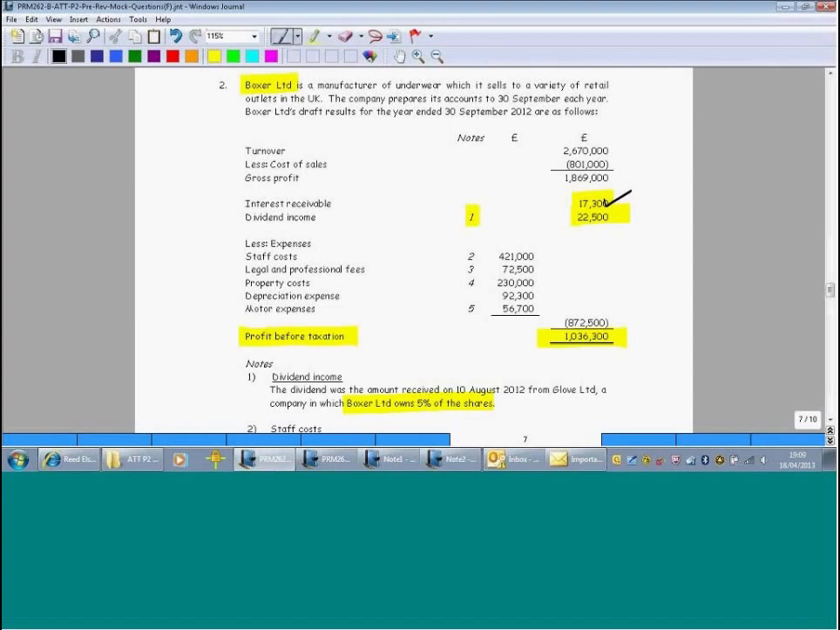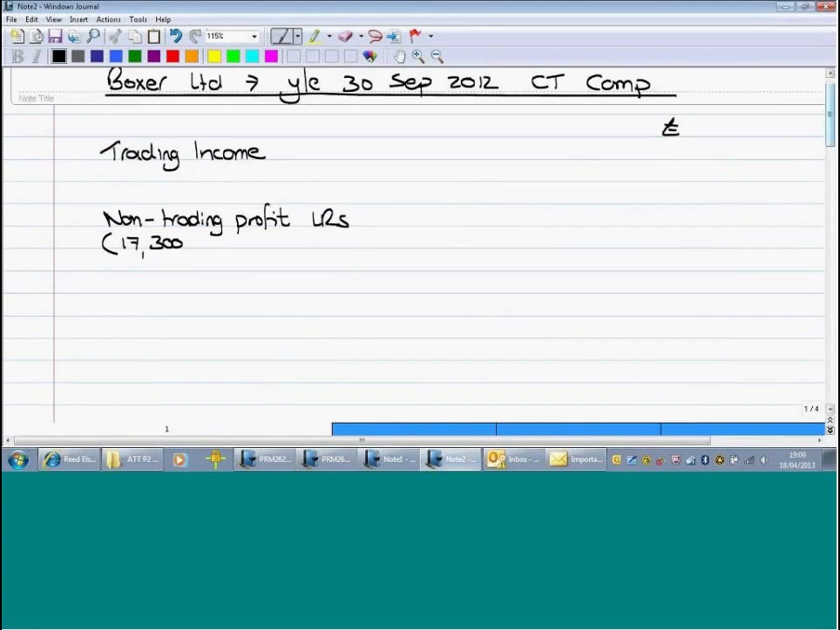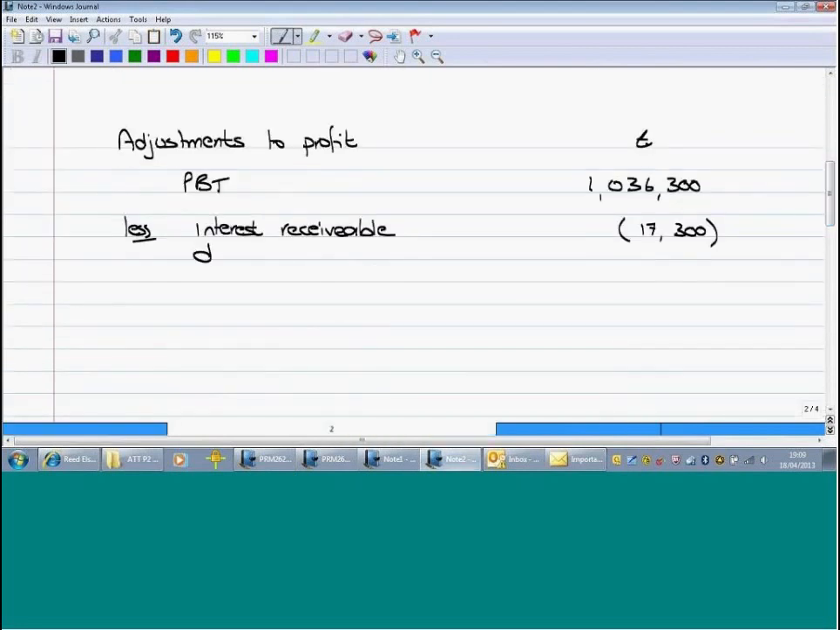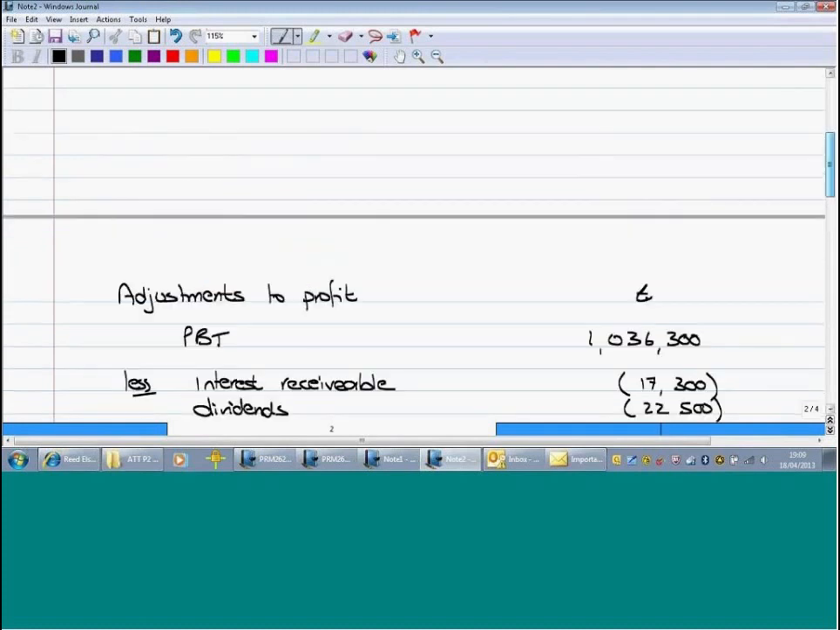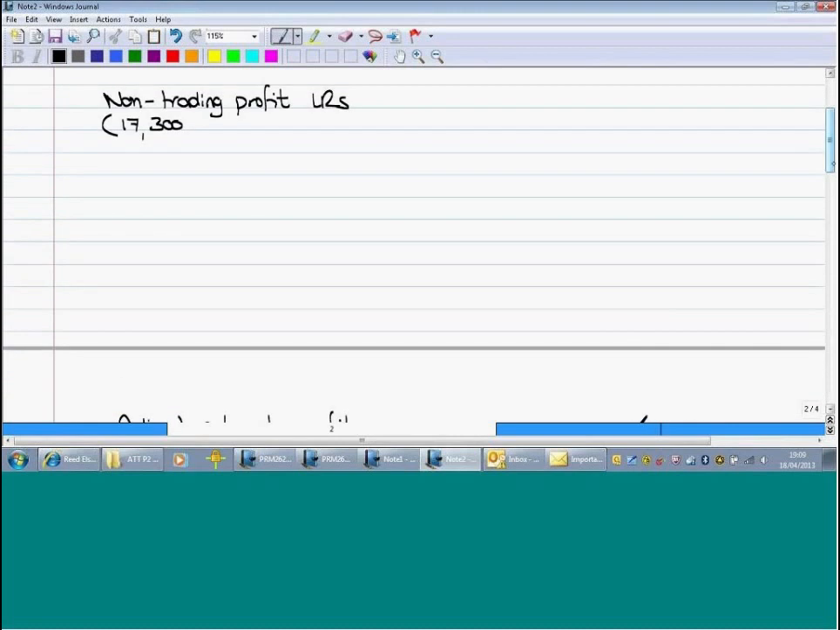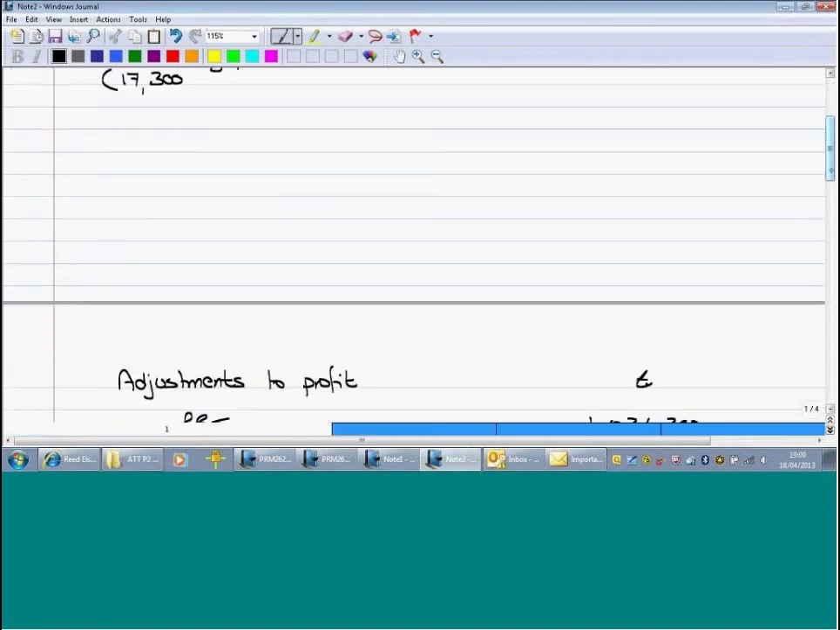So the two things I'm now going to do with this dividend income. First of all, I'm going to deduct it in my adjustments to profits working. So I'm deducting £22,500 here, but I'm also going to go to the very bottom of my CT comp pro forma, and at the very bottom of the page, I'm going to show my calculation of FII, franked investment income. And remember, that is the dividends received of £22,500, grossed up at 100 over 90. So that gives me a figure of £25,000.